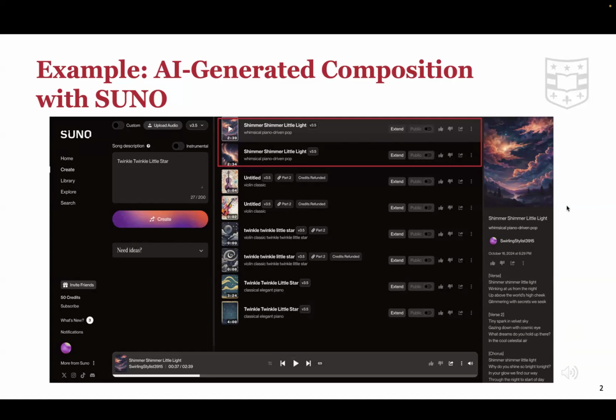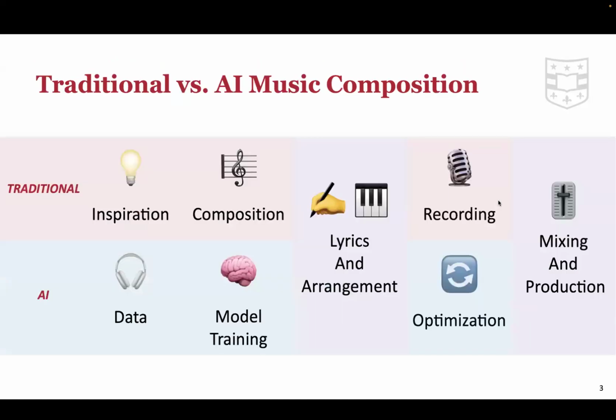Did you notice the elegance and phrasing? Today, we will explore the mechanisms behind AI's ability to compose music and discuss how it aligns and differs from human creativity. To understand how AI is changing music composition, let's compare its process to the traditional approach.